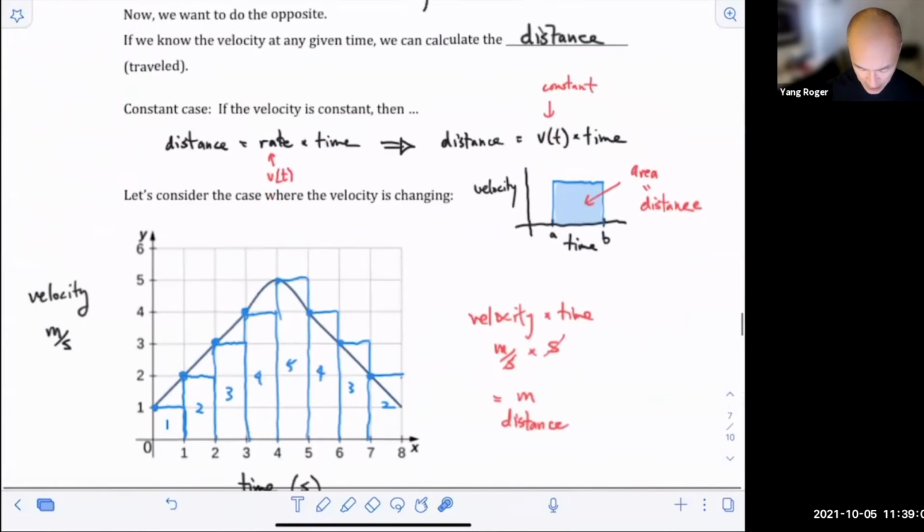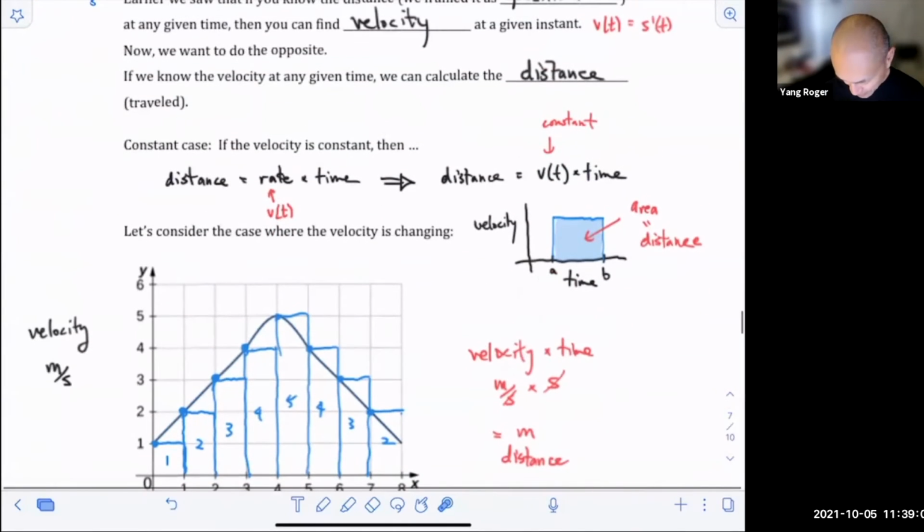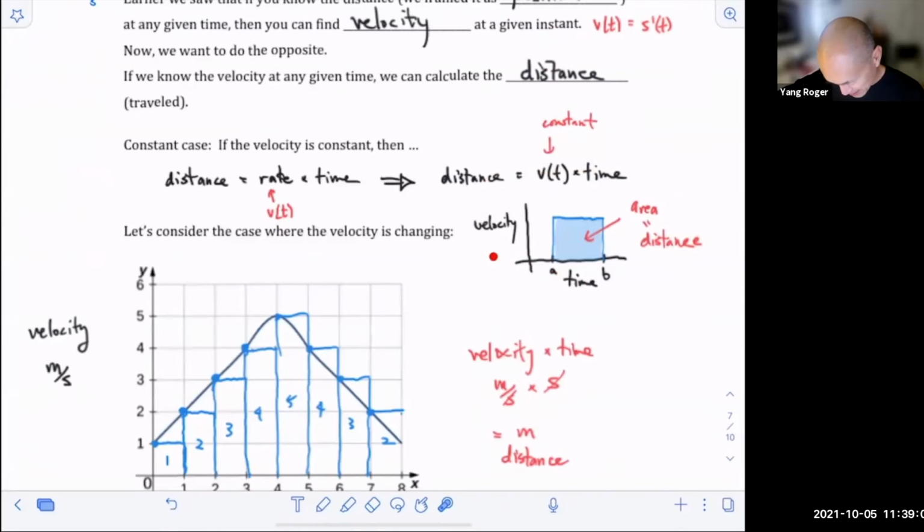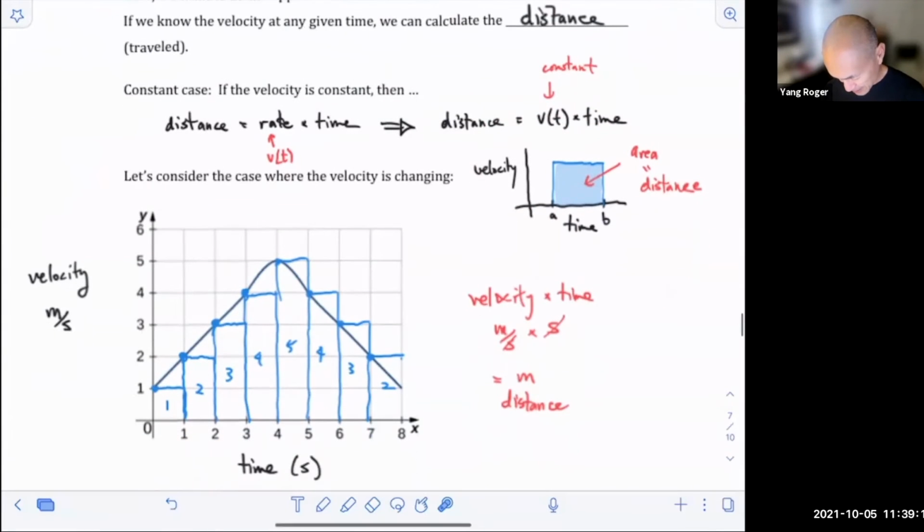So if you looked at this, oh my God, it literally drew the same picture right here. I think I do this all the time. And I literally did the same.